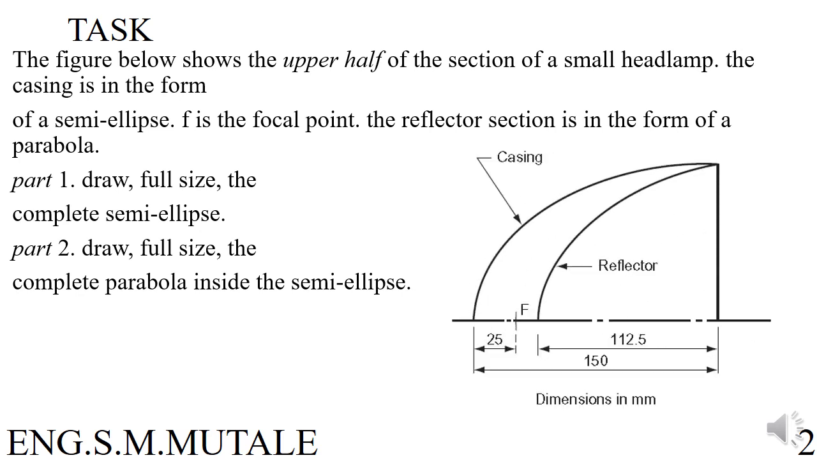So you've got this casing, which is a semi-ellipse, and you've got a reflector in here, which is a parabola. All the dimensions have been given. I would urge you to try this as an exercise. Thank you for watching.